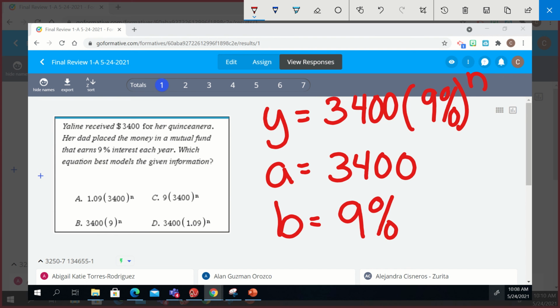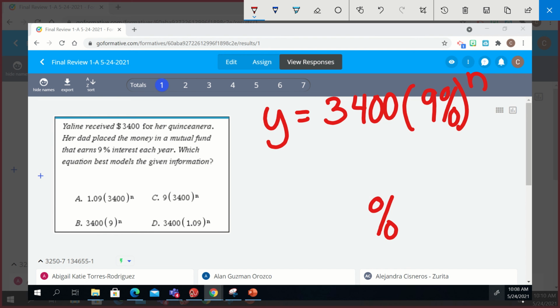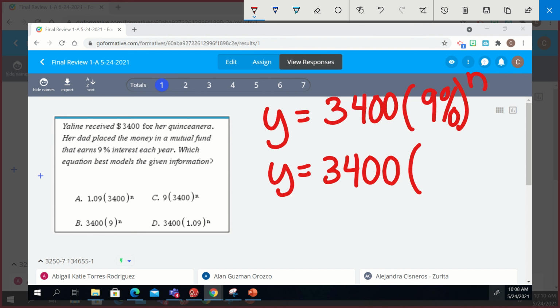Now, the biggest problem is most people will go right towards B, and B is definitely not the right answer. So I'm going to get rid of this, because we need to convert this 9% into a decimal. So we have y equals 3,400. 9% as a decimal is 0.09. So when I look, that's not there right now.